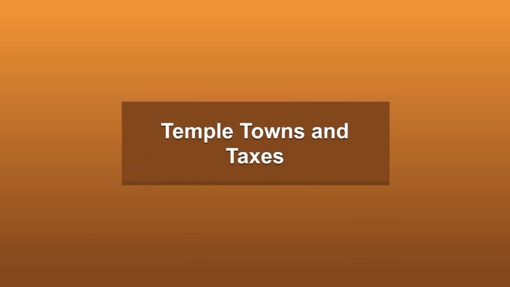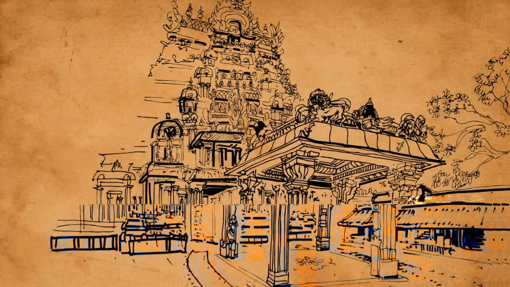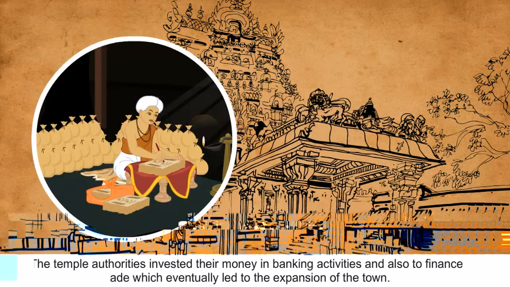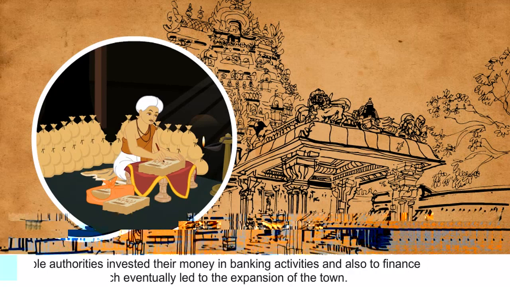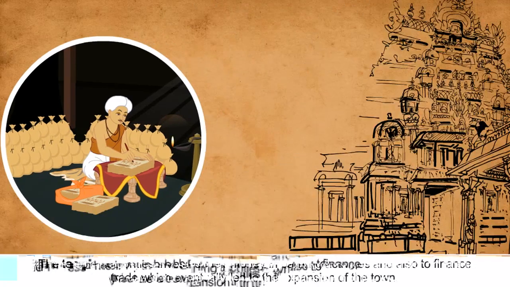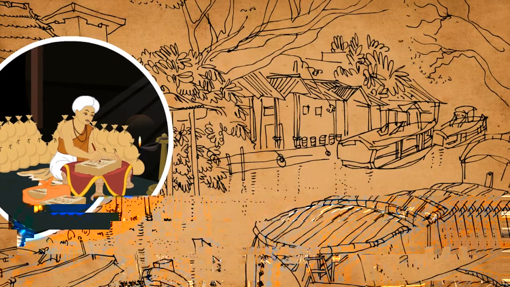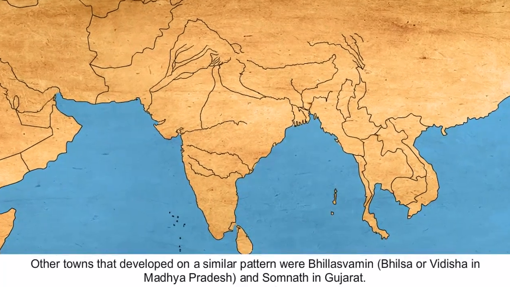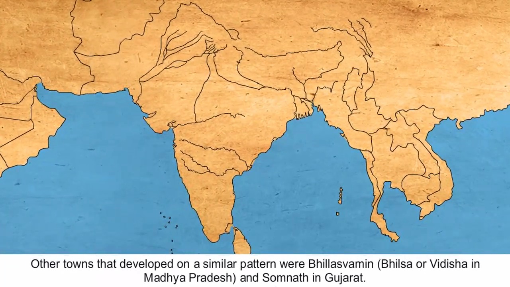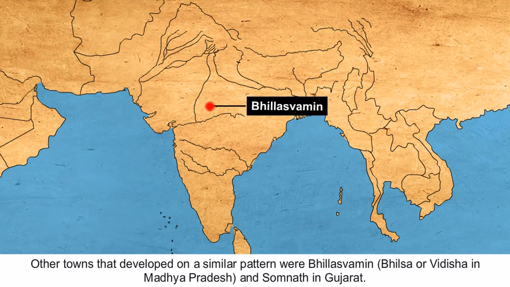Temple towns and taxes. The temple authorities invested their money in banking activities and also to finance trade, which eventually led to the expansion of the town. Other towns that developed on a similar pattern were Bhilla Swamin, that is Bhilsa or Vidisha in Madhya Pradesh, and Somnath in Gujarat.